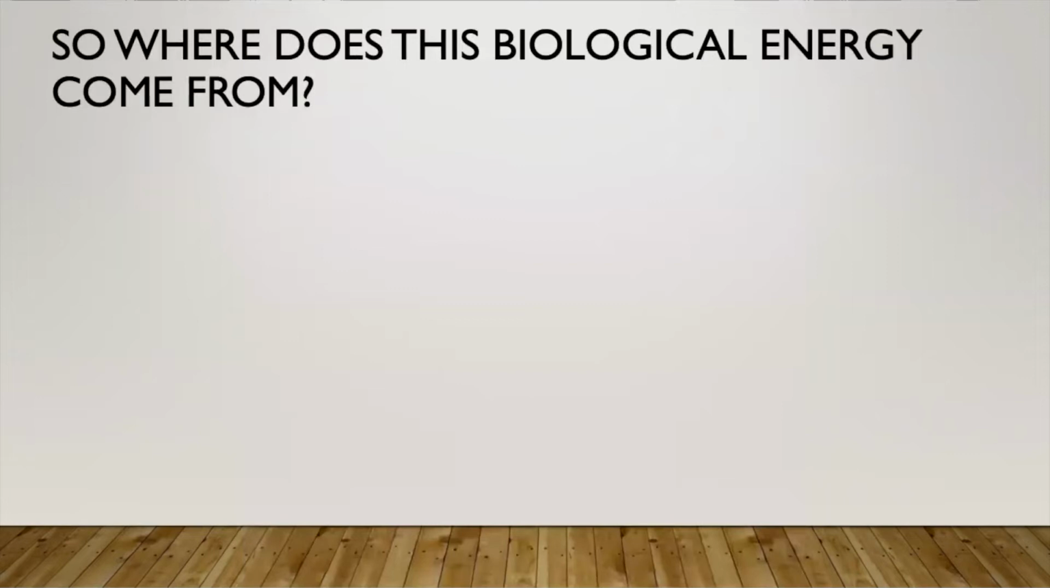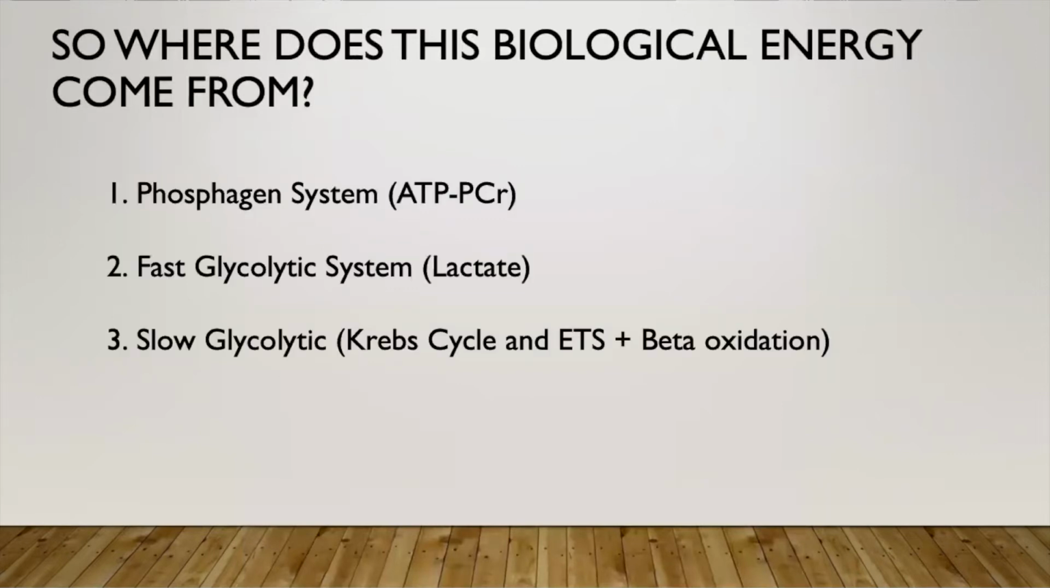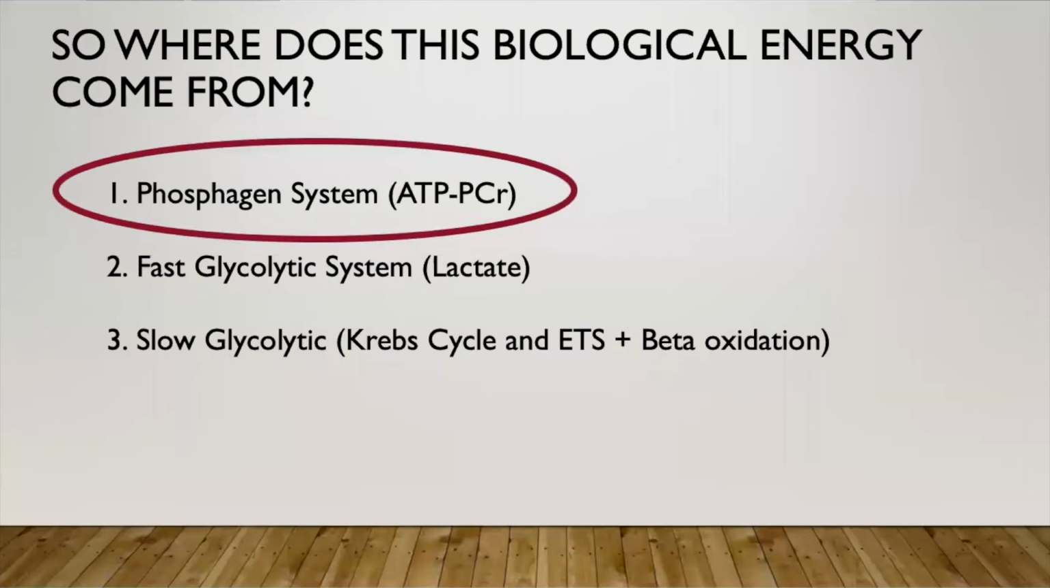So we can now address that question of where that biological energy is coming from. We're going to look at three systems, each of which provides the energy to resynthesize or remake ATP. One of them is the phosphagen system, the fast glycolytic system, and the slow glycolytic system. We're going to just start here at the first one, the phosphagen system.